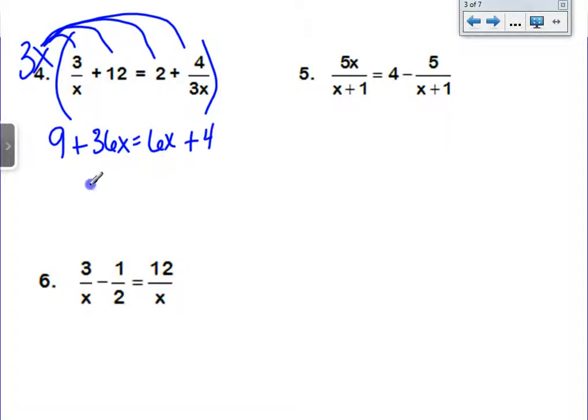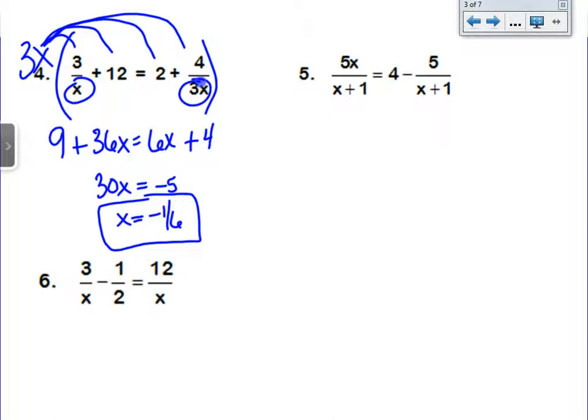So I'm going to bring my x's to the left. Let's see here. That would give me a 30x equals, bring that over, negative 5. And be careful, don't divide upside down here. Negative 5 divided by 30 is a negative 1/6. And I do a quick double check. If I were to plug that into either denominator, that wouldn't give me any zeros, so we're good to go.